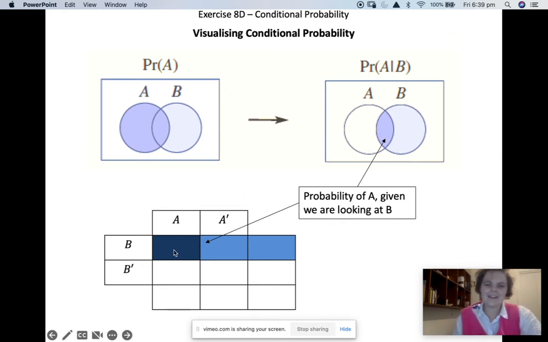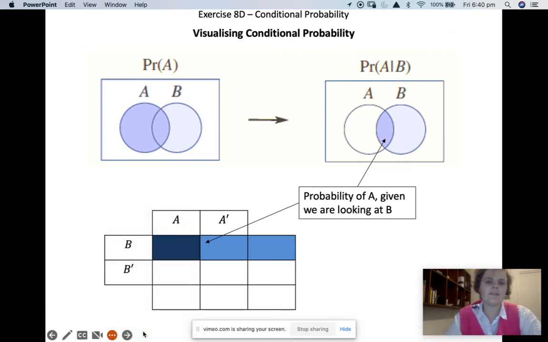Now, here we've got, again, in the two-way table, given B. So we're looking at this part here. Now, the probability of A, given we already know we're in this B section, is going to be just this dark box here, A given B. So now let's have a look at some worked examples on the whiteboard.